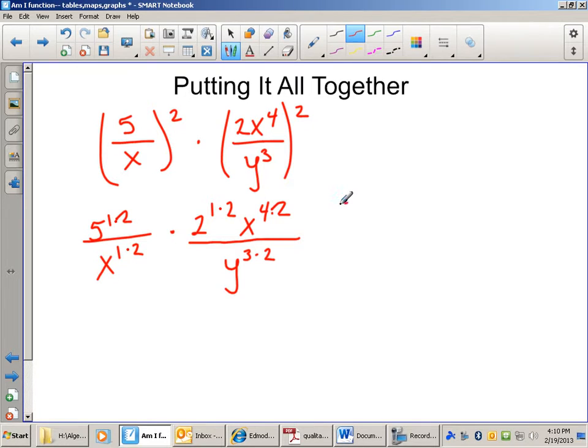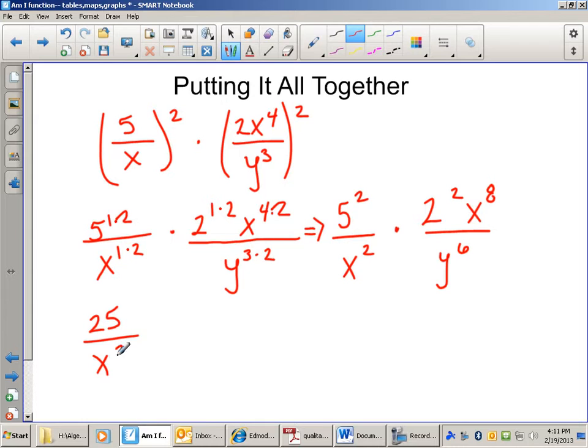So we would have 5 squared over x squared times 2 squared x to the 8th over y to the 6th. So now we're going to do some simplifying with these values. So we would have 25 over x squared times 4 x to the 8th over y to the 6th. So from there, 25 times 4 is 100. So we have 100 x to the 8th power over x squared y to the 6th.